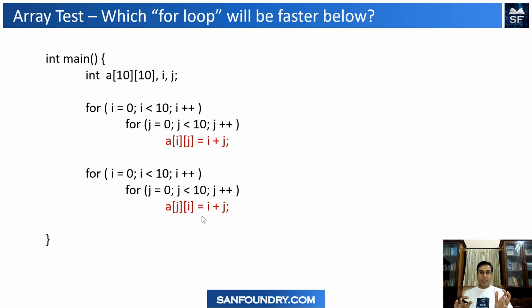The question to you is, which for loop will be faster? Which for loop will get executed faster? I think that is the question. Which loop is faster? You can think for 2 minutes, pause, resume. So the answer is the first one. The first for loop is faster than the second for loop. Initialization is just the same. Any guesses why the first for loop will be faster than the second for loop?